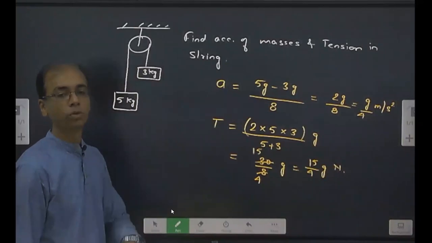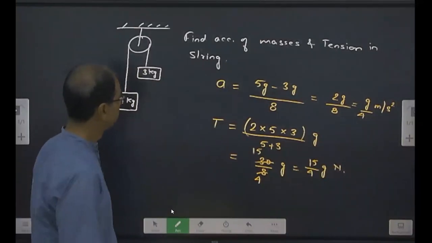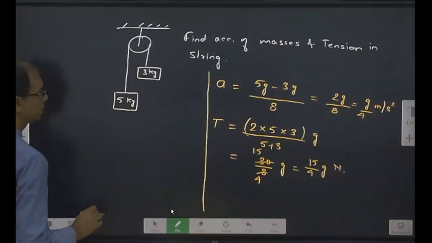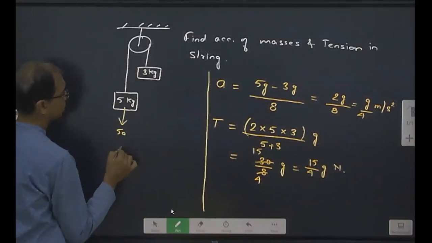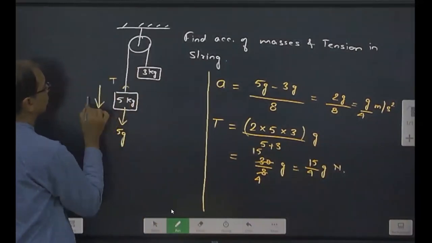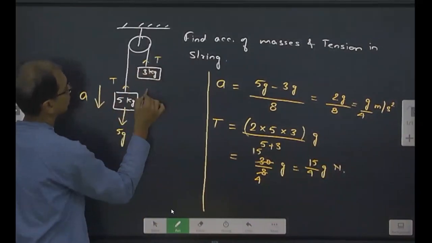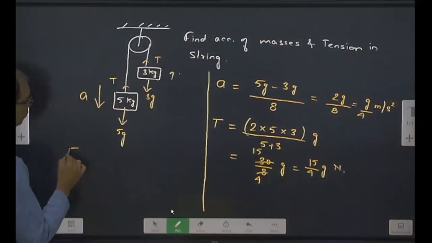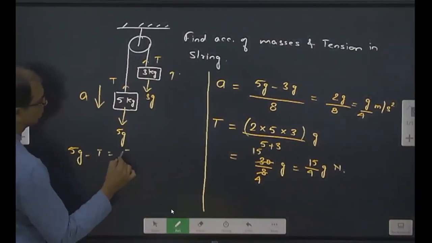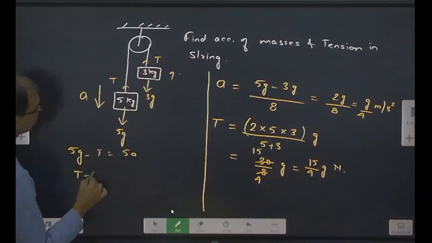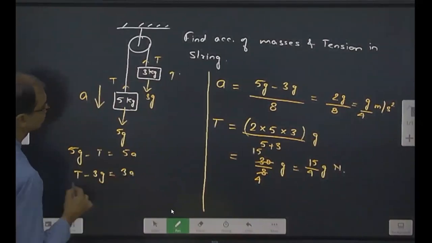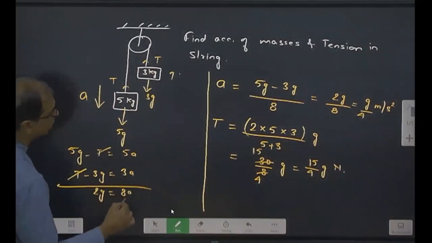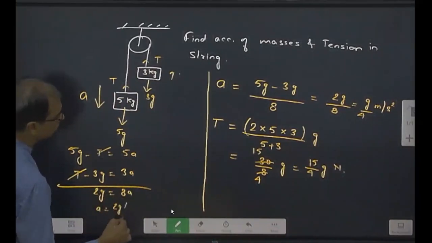Now I'll tell you how to do it with equations also. Now values are given, so how can we do that? See now, 5g is going down, there is tension here, and this is 3g going up. Let's write the equation. 5g minus T equal to 5a. Then here T minus 3g equal to 3a. T is cancelled. 5g minus 3g, 2g equal to 8a. A equal to 2g by 8 or g by 4.